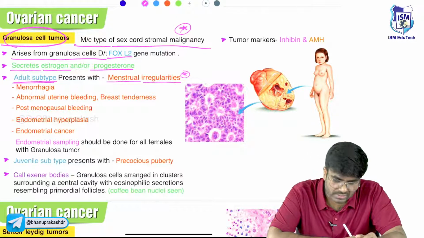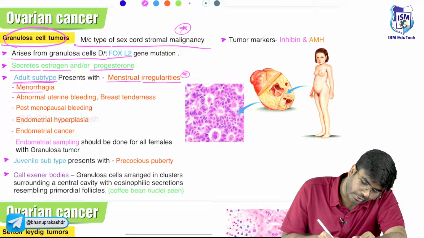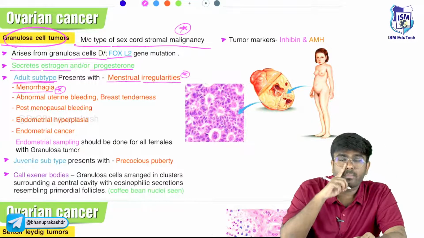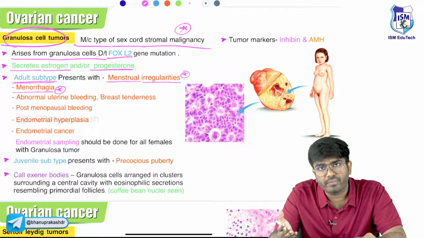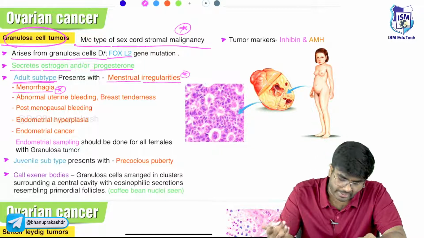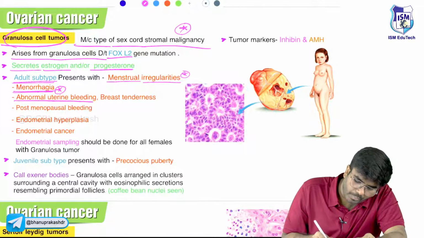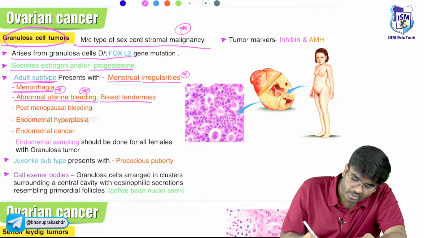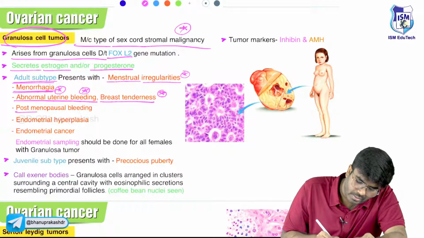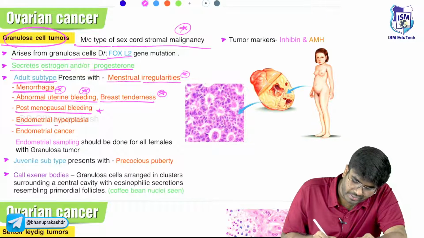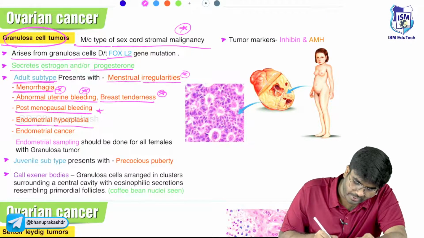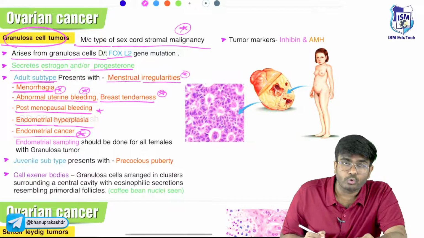granulosa cell tumors? The granulosa cell tumors are going to cause menorrhagia, excessive bleeding, because excess estrogen is there. Excess endometrial proliferation, more endometrium means more bleeding. So menorrhagia or abnormal uterine bleeding can be seen. Because of the estrogens, there can be breast tenderness, post-menopausal bleeding, endometrial hyperplasia, more and more hyperplasia of the endometrium. It can lead to endometrial cancer.